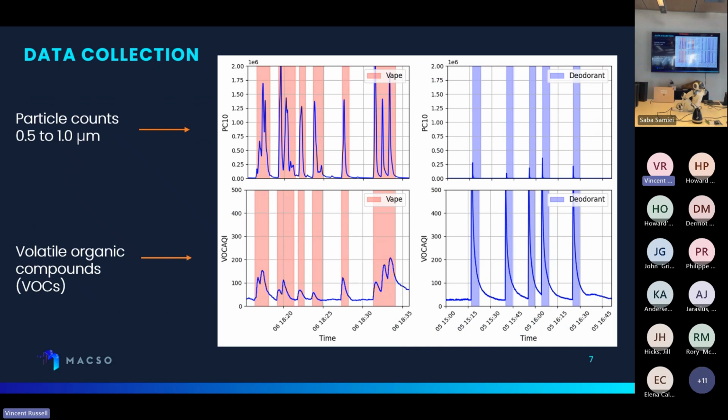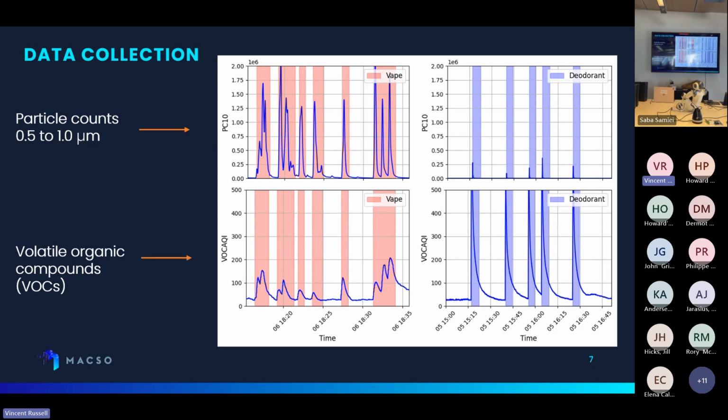So to train our vape AI model, we needed to collect some data. So we had some volunteers to vape. On the left in red is the vape data, and in blue is the deodorant data. The reason we collected deodorant is because we believe students may try to mask vaping with deodorant, and deodorant tends to be quite prominent in maybe school bathrooms as well. So to reduce the false positives of our model.